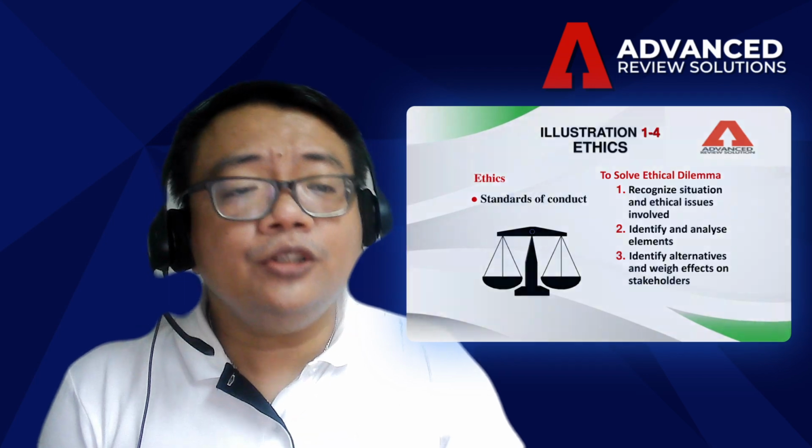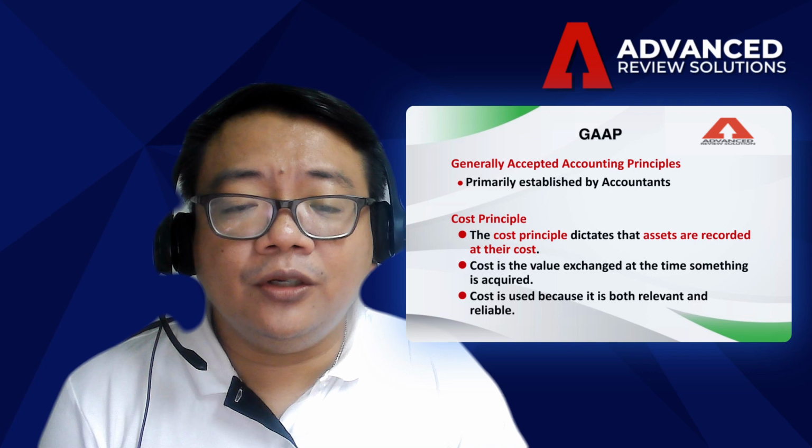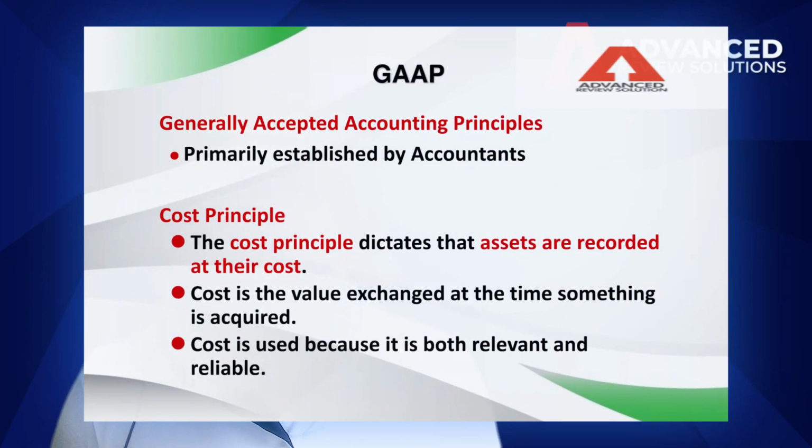Anyway, also very important here are the principles in accounting. As discussed a while ago, we have what you call generally accepted accounting principles. In terms of the principles, of course, number one is your GAAP, primarily established by accountants. And number one is the cost principle. What does the cost principle mean, class? The cost principle dictates that assets are recorded at their cost, and the cost is the value exchanged at the time something is acquired. And lastly, cost is used because it is both relevant and reliable.